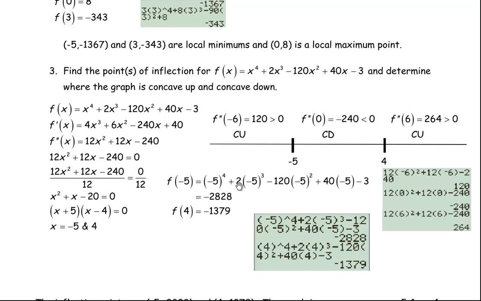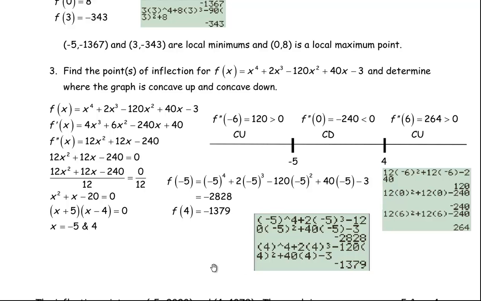Now it does say points, so we should substitute the negative 5 and the 4 in place of x in the original function to find the y coordinates or function values that go with those. And so that's what this calculation is here. And so here's my negative 5 in place of x in the original function. I get negative 2828, which I've shown the calculation here. And then I'll do the same with 4.